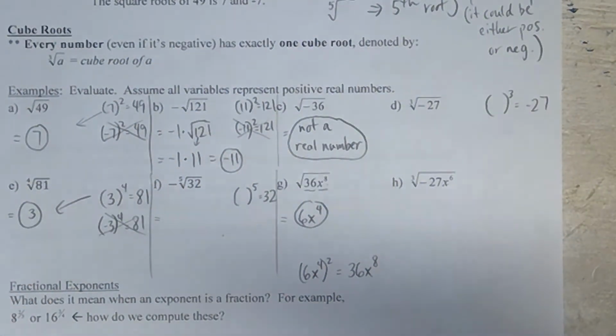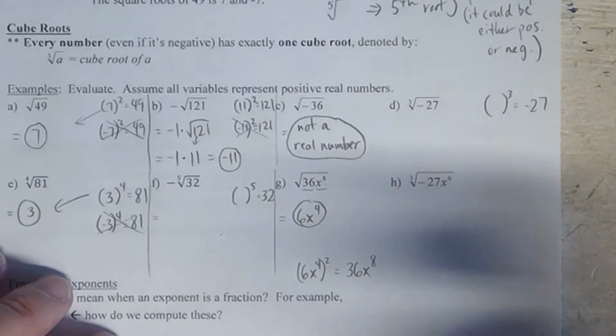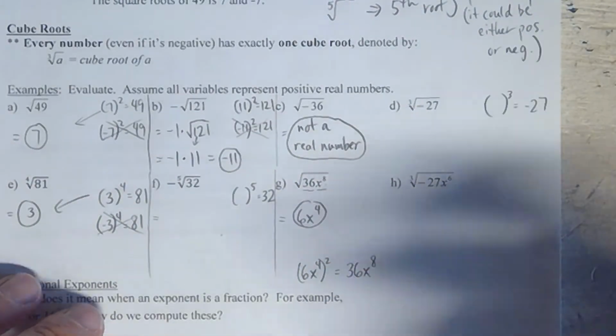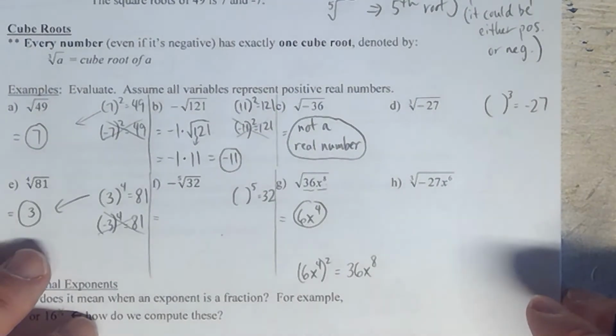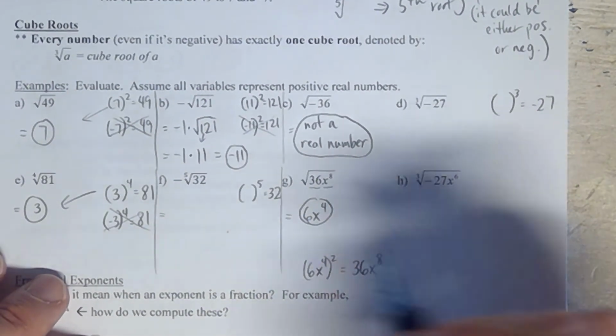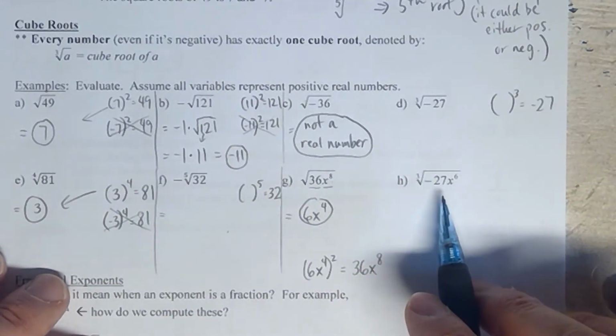Because whatever you choose as the answer, that whole thing has got to be equal to the inside. So we put a bracket around it to make sure you're squaring the whole thing. So that is even-rooted radicals. Let's look at the odd-rooted radicals here.